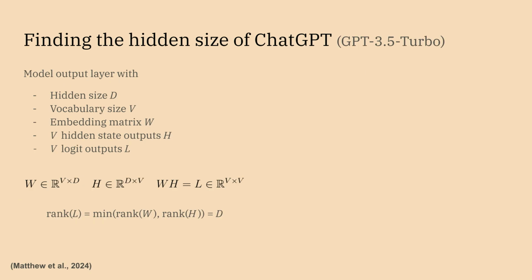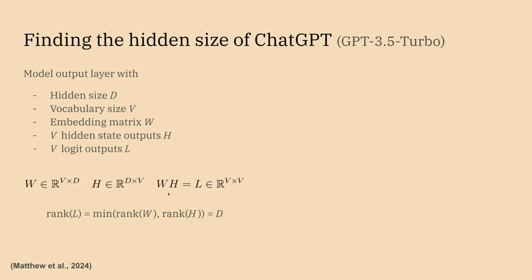Now let's get into some interesting applications of all these algorithms. One thing you can do with this result is find the size of closed-source models like ChatGPT. We did the experiments back then, in I think June 2024, with GPT-3.5 Turbo. Why this is possible is that if you look concretely at the output space of these closed-source models, it actually forms a low-rank matrix. This is because the hidden embedding matrix W is V by D, and the hidden state output H, corresponding to all of the tokens in the vocabulary, is D by V.